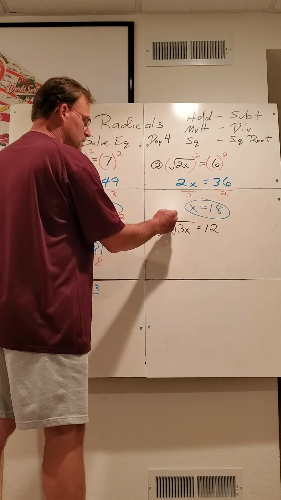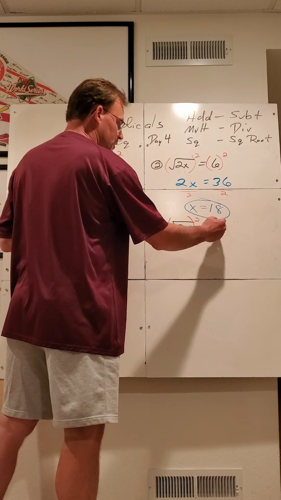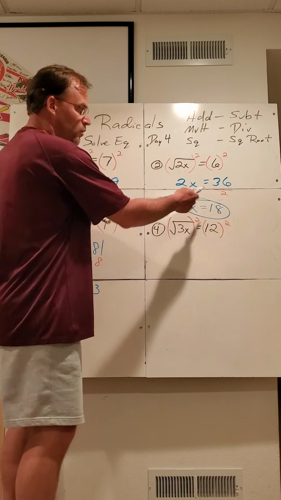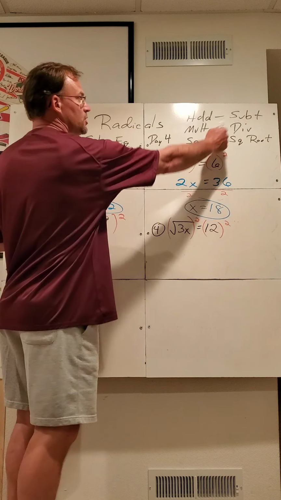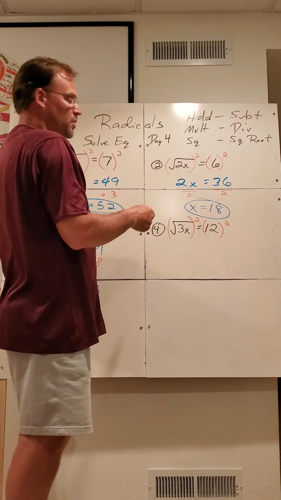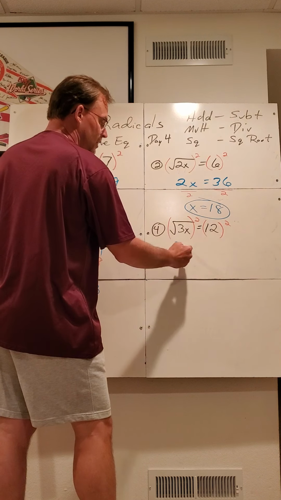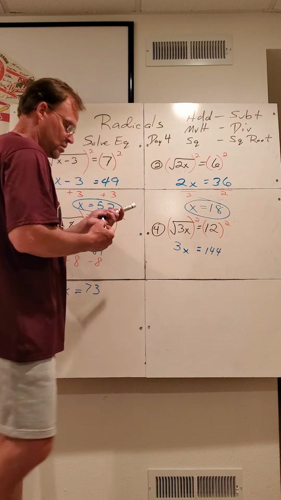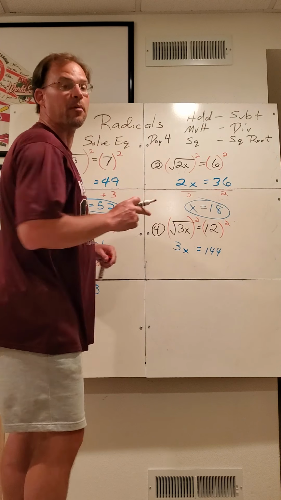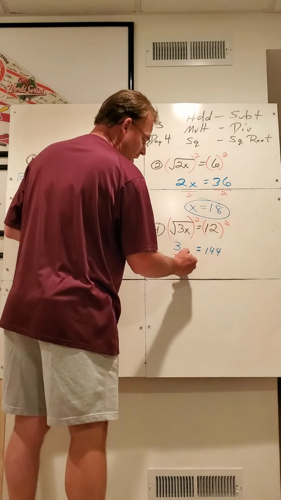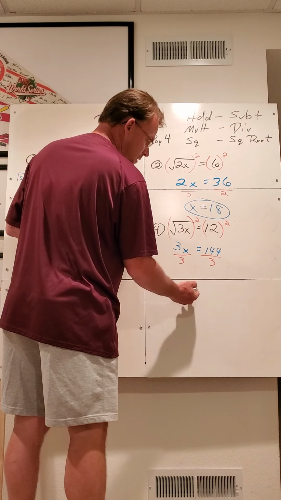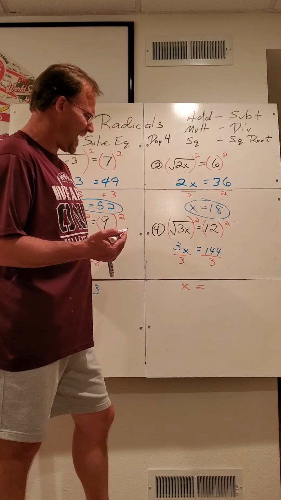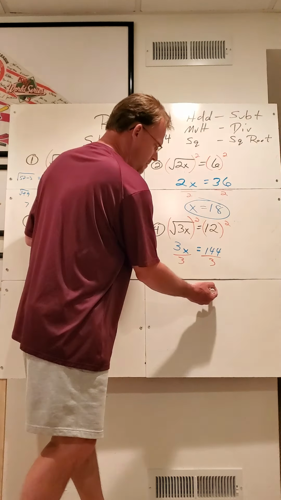Number 4. Square root on both sides. My inverse operation is to square both sides of the equation. Square and square root are inverse operations. They undo each other, just like adding and subtracting, just like multiplying and dividing. So right here, I get 3x. Right here, I get 144, because that's 12 squared. I'm a math teacher, I know that stuff real fast. Divide by 3 on both sides. x is 48? 48?